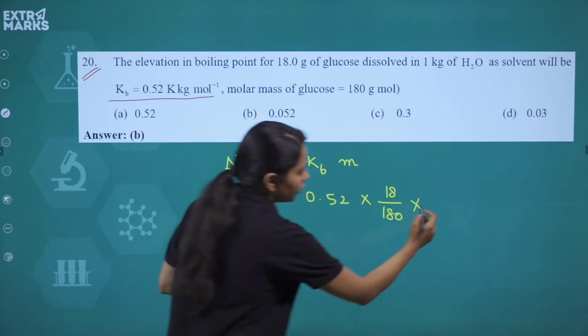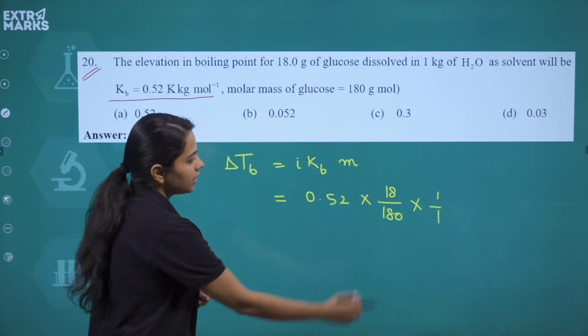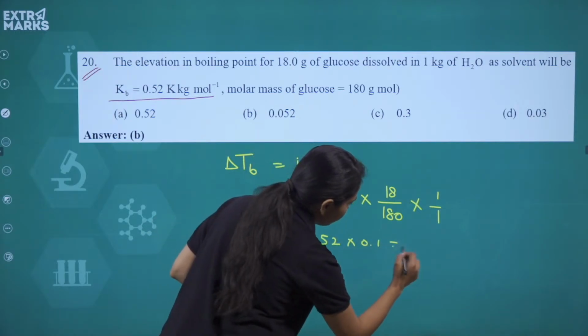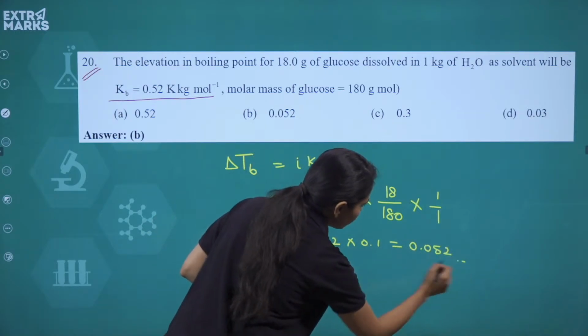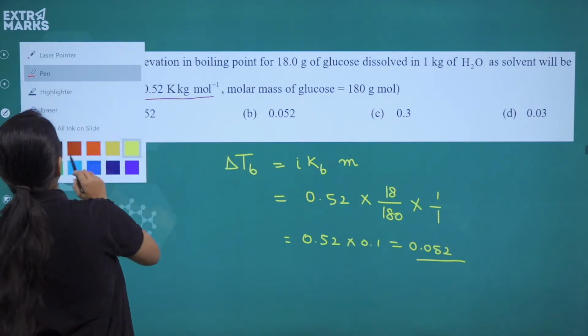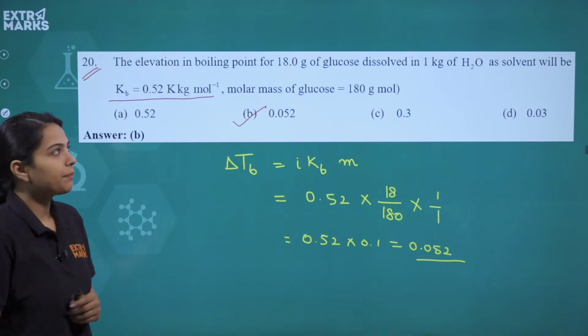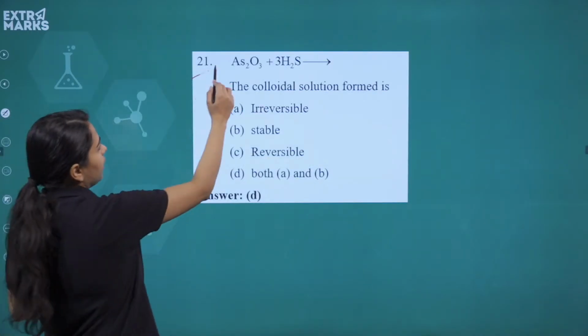So I'm just going to write over here 1 by 1. So what is it? 0.52 into 0.1, this will give you 0.052. So the answer over here is by default option B. Easiest calculation for this question. Alright, next question number 21.